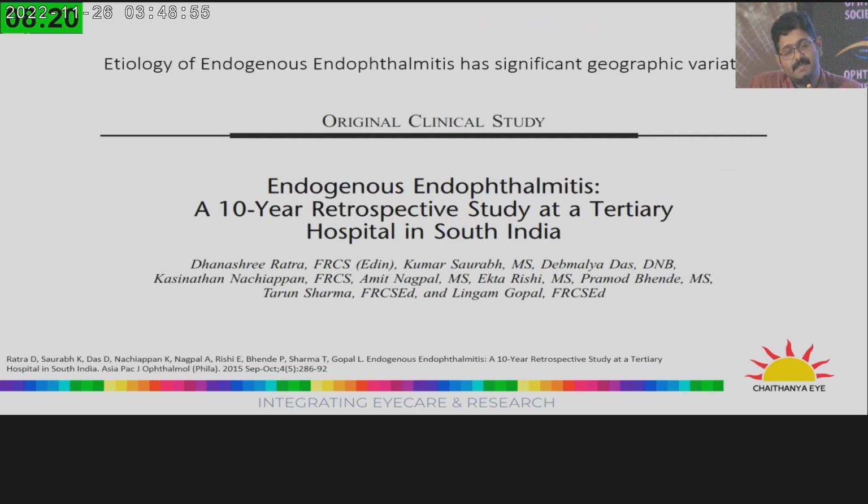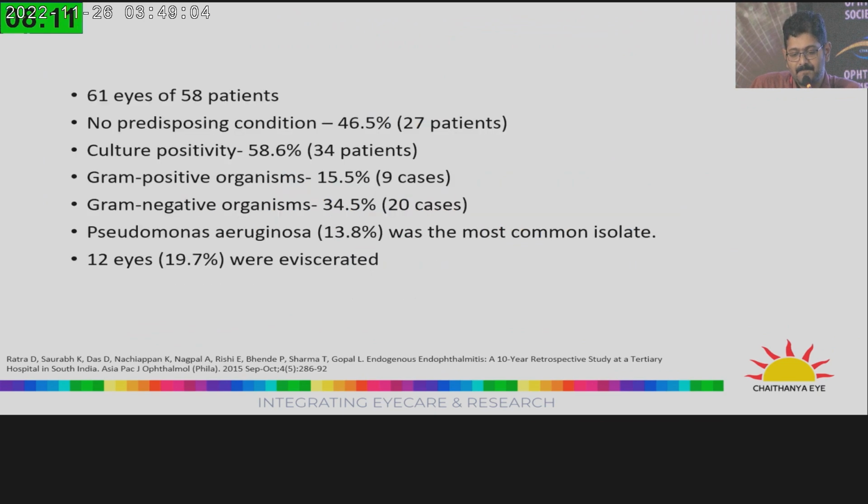Now, as we've seen, geography plays a very important role in identifying the etiology of endogenous endophthalmitis. So we have this excellent 10-year study from Sankara Nethralaya. They studied 61 eyes of 58 patients, in which about 46% of the patients had no predisposing condition. Culture positivity was found in 58%, of which gram-positive organisms were 15.5% and gram-negative were 34.5%. Pseudomonas aeruginosa was the most common isolate, and in the end, 12 eyes had to be eviscerated.